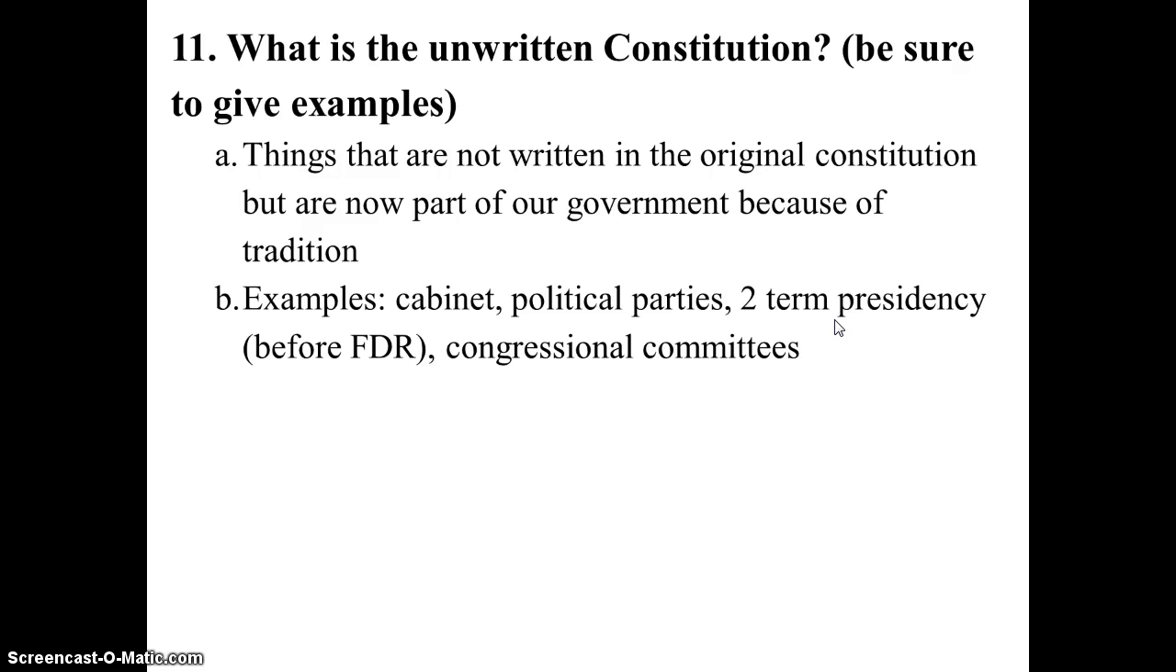We're in the Great Depression. Things are crazy. And then he goes, you know what? What the hey? I'm going to run a 4th time. We're in World War II now. Afterwards, then they make an amendment. So when you have the question about the 2-term presidency, you have to look at it. If they're talking about why now do we have a 2-term presidency, that's an amendment, my friend. If they're talking about previously, it's a precedent, an example, and that is our good friend unwritten Constitution.